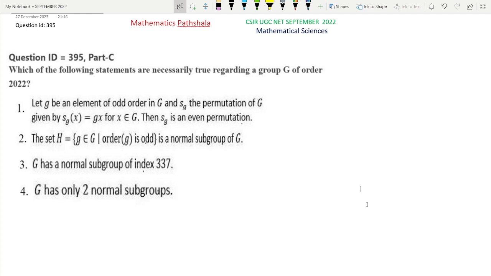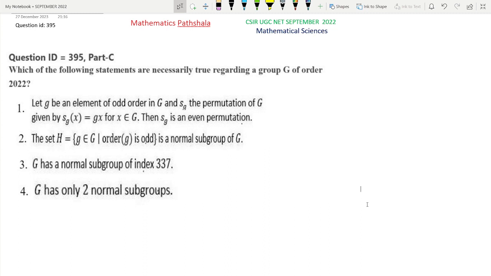This is a problem of CSIR NET September 2022 Mathematical Sciences. The question ID is 395. This is a problem of abstract algebra from part C. See the question first. Which of the following statements are necessarily true regarding a group G of order 2022? The four options are given here.